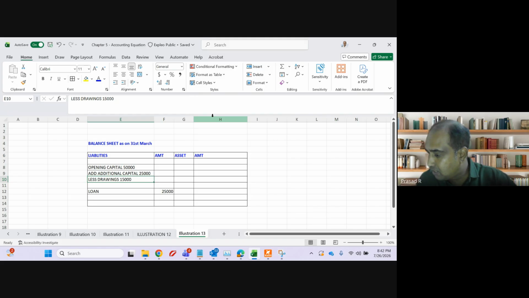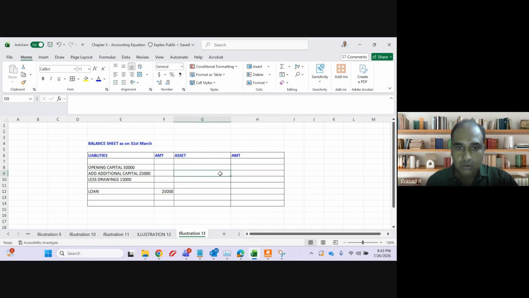On 31st March, her assets were 1,50,000. Assets were how much? 1,50,000. Find her capital as on 31st March 2026 and profit or loss earned during the period.